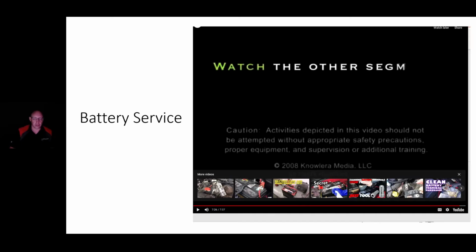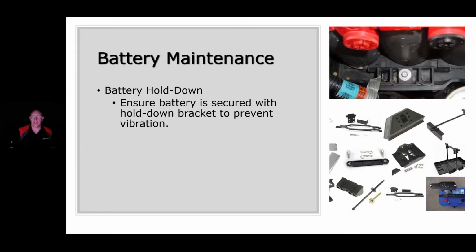All right, so we're going to move on to our next slide here. Okay, so battery maintenance. When we're doing this, we need to look at the battery hold downs. We need to look and see if the battery hold downs are in place, if the battery brackets are corroded, if they're rusted, if they need to be replaced.